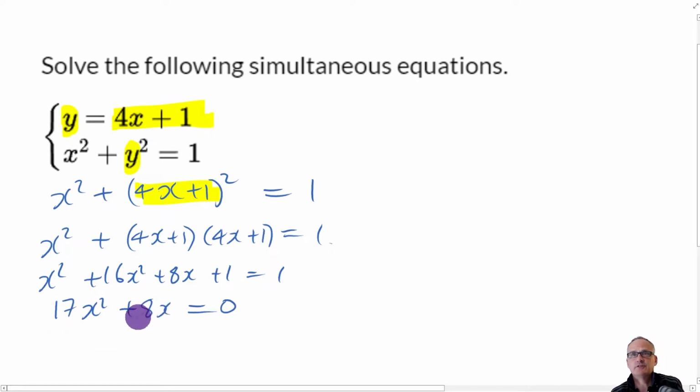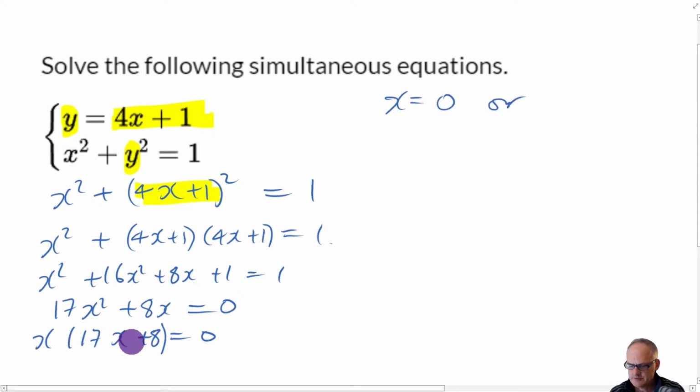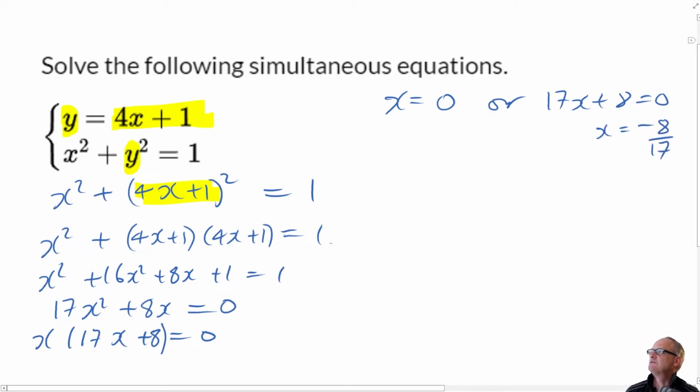The only thing we can do to factorize is, when you don't see 3 terms, don't try to do a double bracket factorization to start off with. Try and see what common factor there is. You can see there's an x that goes into both of these, so we take that out. That leaves us with x times (17x plus 8) equals 0. So either x equals 0, which is a nice easy answer, or we've got 17x plus 8 equals 0. We rearrange this and we get x equals minus 8 over 17.